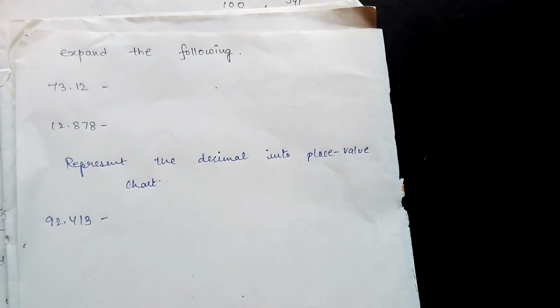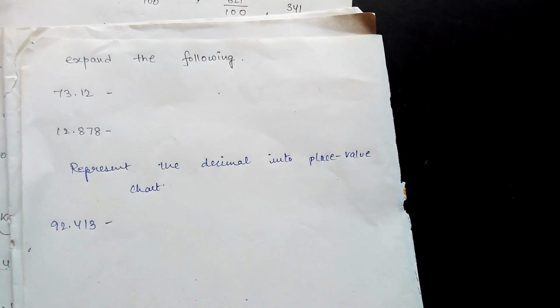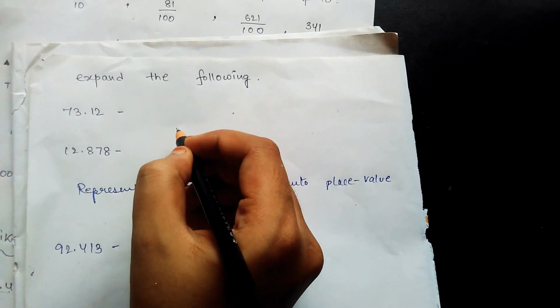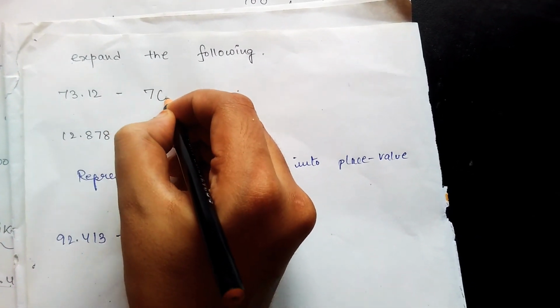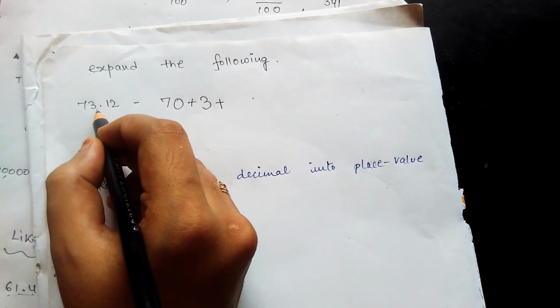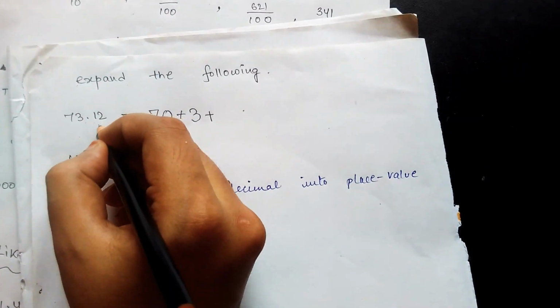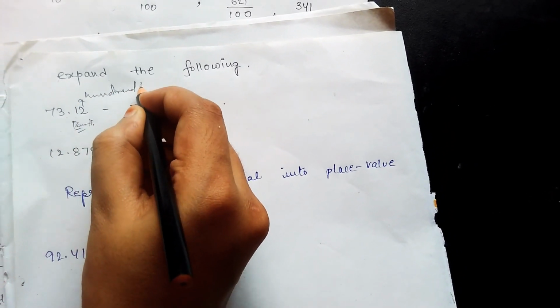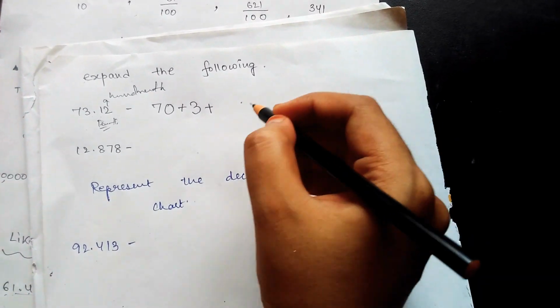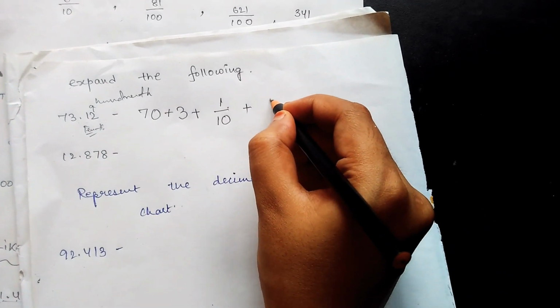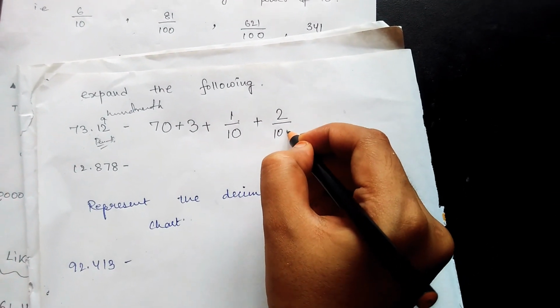Now one exercise I am giving you: expand the following. Here we have to expand the number using the place value chart. 73.12. So how to expand it? See properly. 73 is just 70 plus 3, plus, now here is the decimal point and here it's 1. It is in the tenth place, we know that this is the tenth place and this is the hundredth place. So for the tenth place we will write 1 by 10, and for the hundredth place we will write 2 by 100.